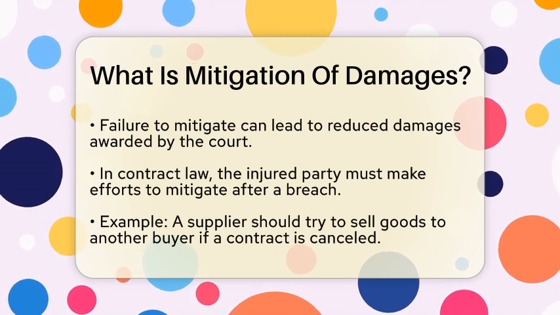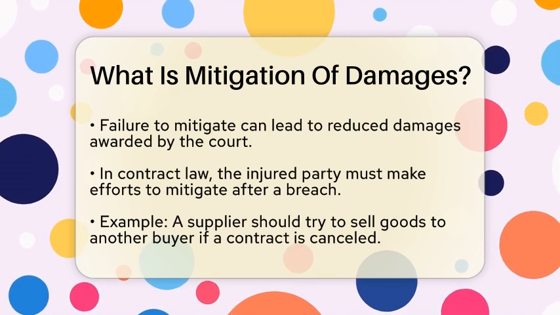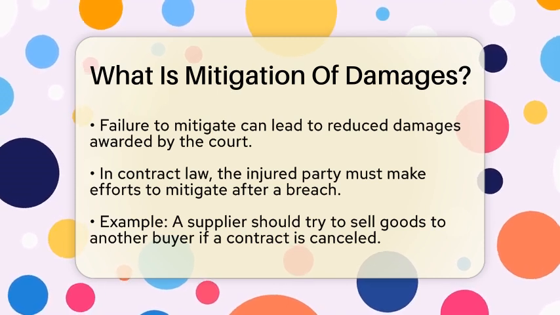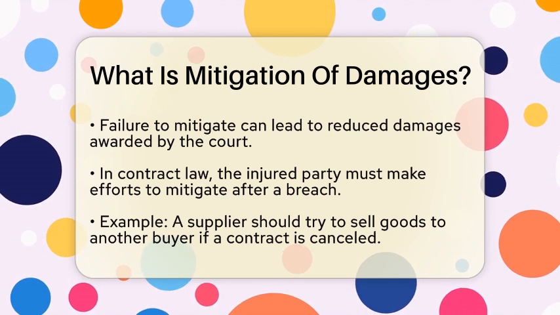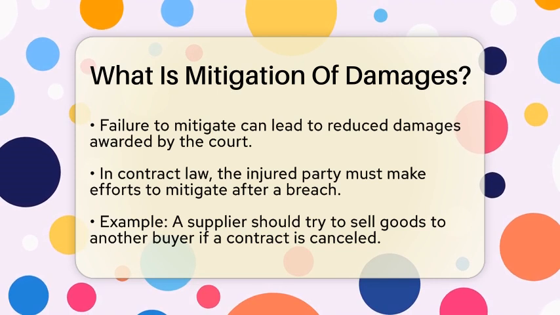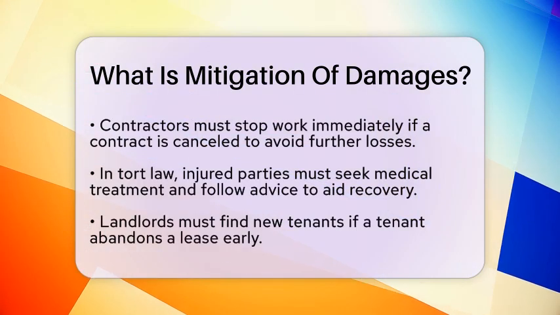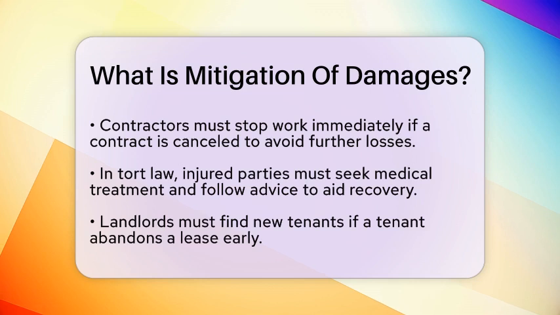A classic example is when a contractor is hired to build a bridge. If the hiring party cancels the contract and tells the contractor to stop work, the contractor should stop immediately. If they continue working, they may not be able to claim damages for the extra work because they had a duty to stop and prevent further losses.